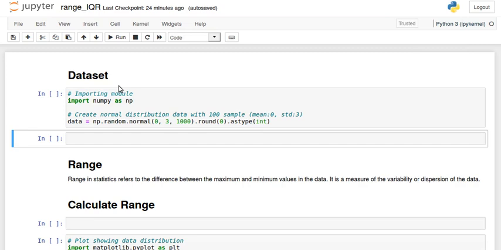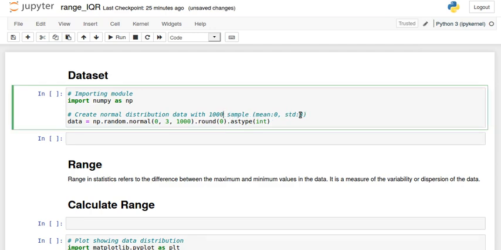So before moving forward, first we create the dataset, a dummy dataset. This dummy dataset will follow a normal distribution with the mean of 0, standard deviation of 3 with 1000 data points. And this data is created as such, as we can see that I have rounded it off to 0 with the integer data type. So we have normally distributed data with 1000 samples with a mean of 0 and standard deviation of 3. So we create the dataset.